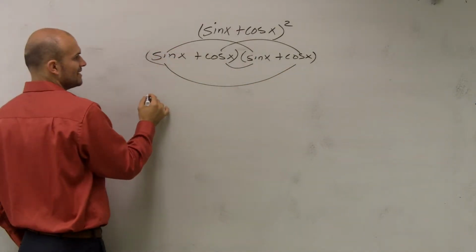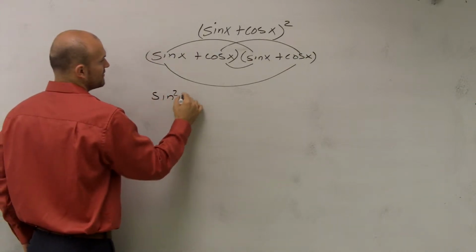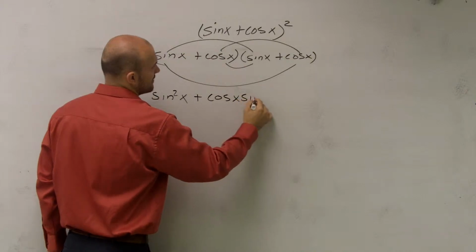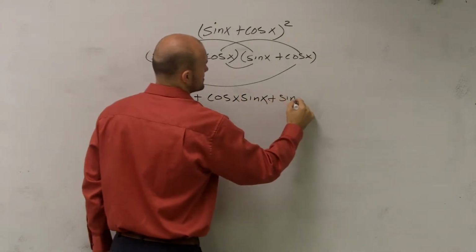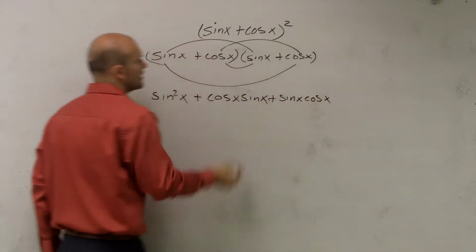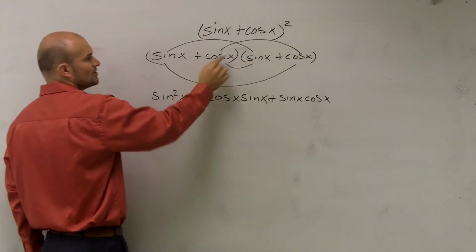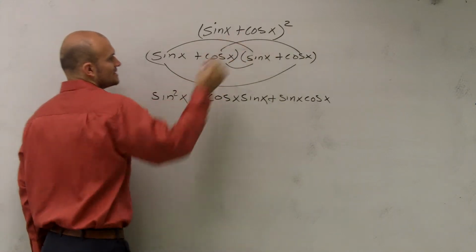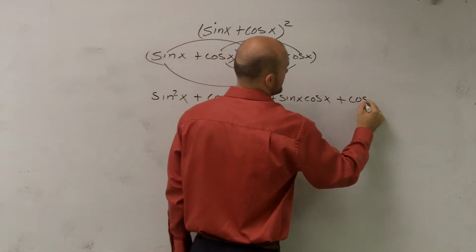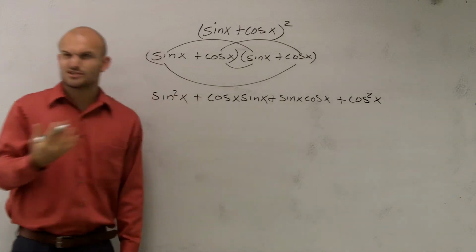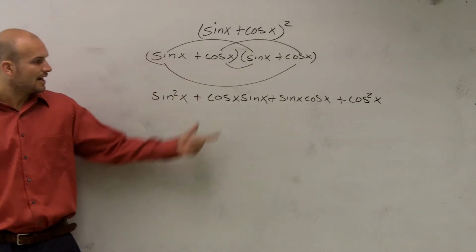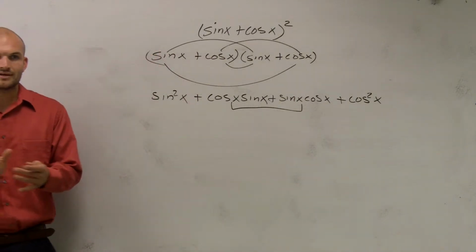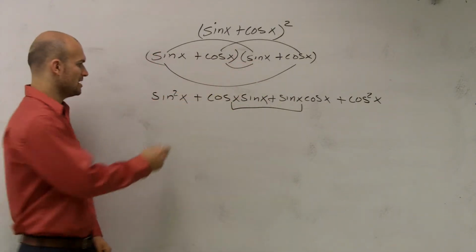So sine of x times sine of x is sine squared of x, plus cosine of x times sine of x, plus sine of x times cosine of x. I'm just multiplying the cosine times sine of x, then your sine of x times cosine of x. Then I do my cosine of x times cosine of x. Okay, that's just your standard multiplication, right? I understand that these are like terms. I know they're rewritten in different order. Nice catch. But you can just combine them up.